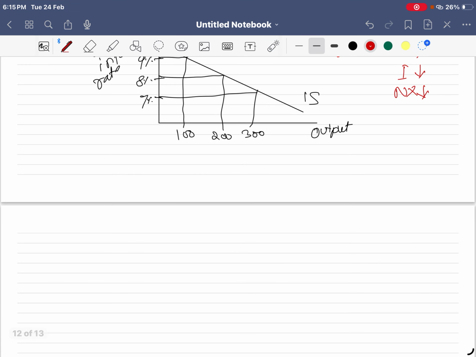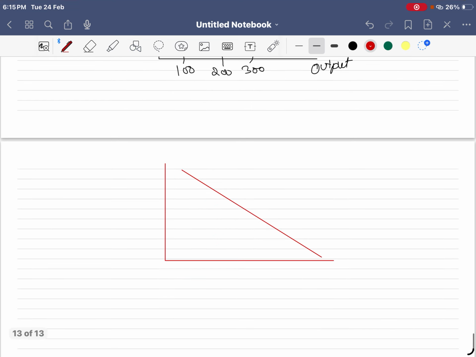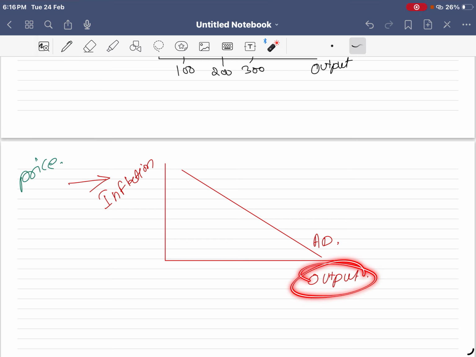Now this side we write inflation, and this side we write again the output, and this is the aggregate demand curve. You might remember from microeconomics also that instead of inflation we had the price there, and this side we usually have the output, and the demand curve was downward sloping. We have seen this in microeconomics also, the same is happening here.